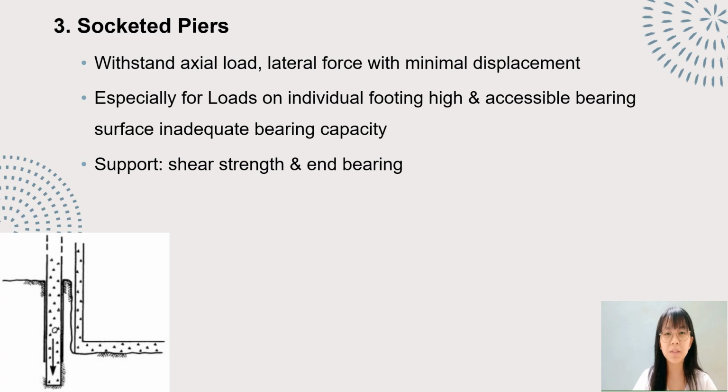Socketed piers can be designed to withstand axial loads, compressive strength, tensile strength, and lateral forces with minimal displacement. When the loads on individual footings are very high and the accessible bearing surface has inadequate bearing capacity, it may be necessary to drill a shaft into the underlying rock and construct a socketed pier. The support provided can comprise the shear strength around the periphery of the drill hole and the end bearing on the bottom of the hole.